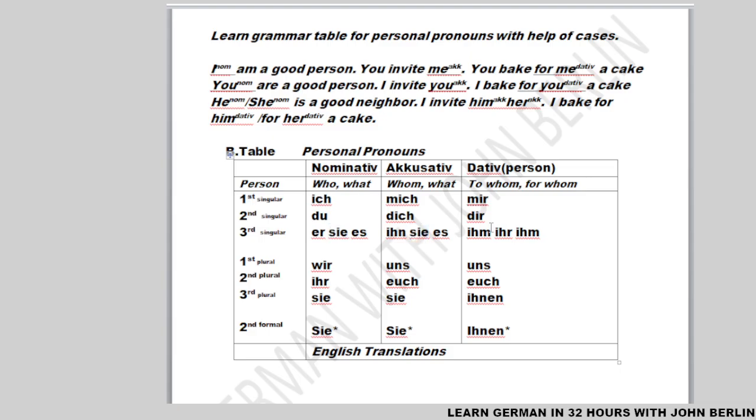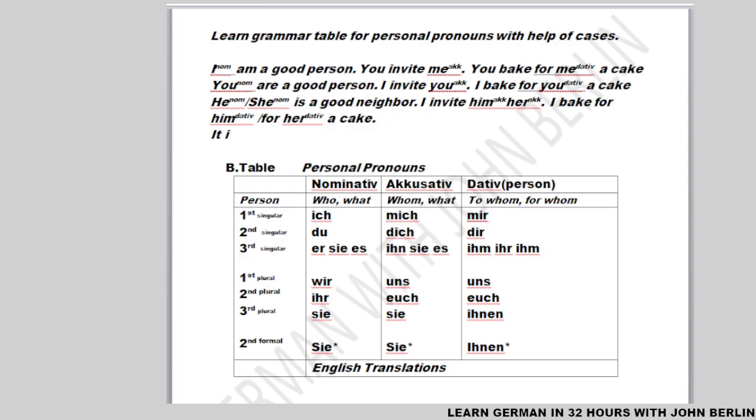Perfect. Okay. Now, what is es? I'll make a sentence for you. Okay, let's write it here. It is a good child. I invite it and I bake for it a cake. In this case, who is a good child? The answer is it. In German, es. Nominative. Good, let's write nominative.